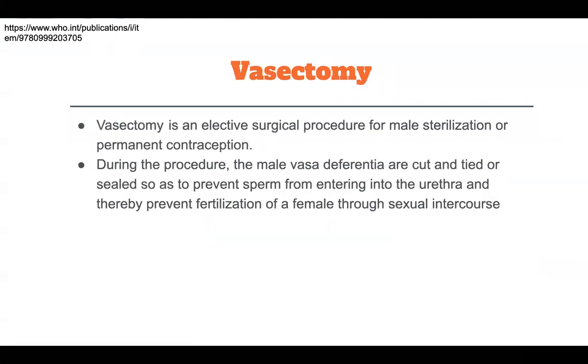Vasectomy is an elective surgical procedure for male sterilization or permanent contraception. During the procedure, the male vasa deferentia are cut and tied or sealed so as to prevent sperm from entering into the urethra and thereby prevent fertilization of the female through sexual intercourse.